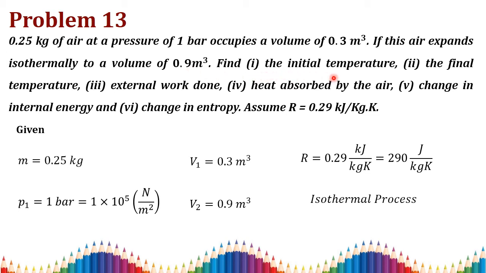Then they asked to find the initial temperature T1 and final temperature T2, external work done W, heat absorbed by the air Q, change in internal energy delta U, and change in entropy delta S, by taking R equal to 0.29 kilojoule per kilogram Kelvin. So I am converting this into SI units, and R, 0.29 kilojoule per kilogram Kelvin, I am converting into joule by multiplying the kilo into the R value, so you can get 290 joule per kilogram Kelvin.